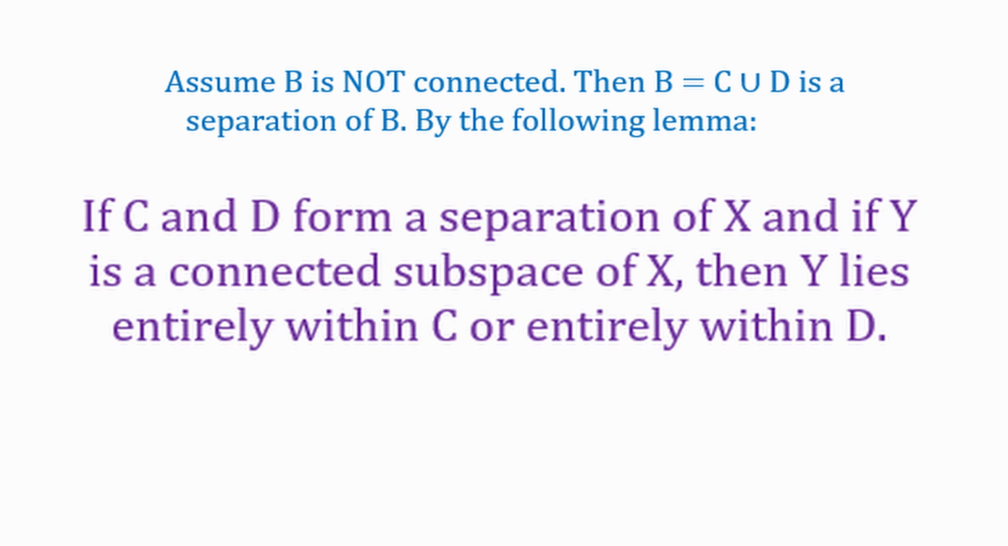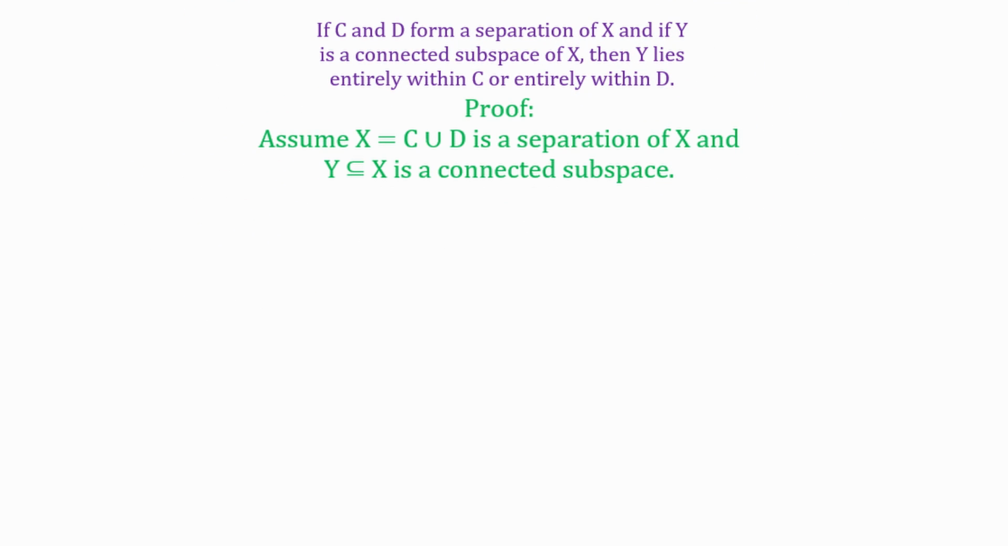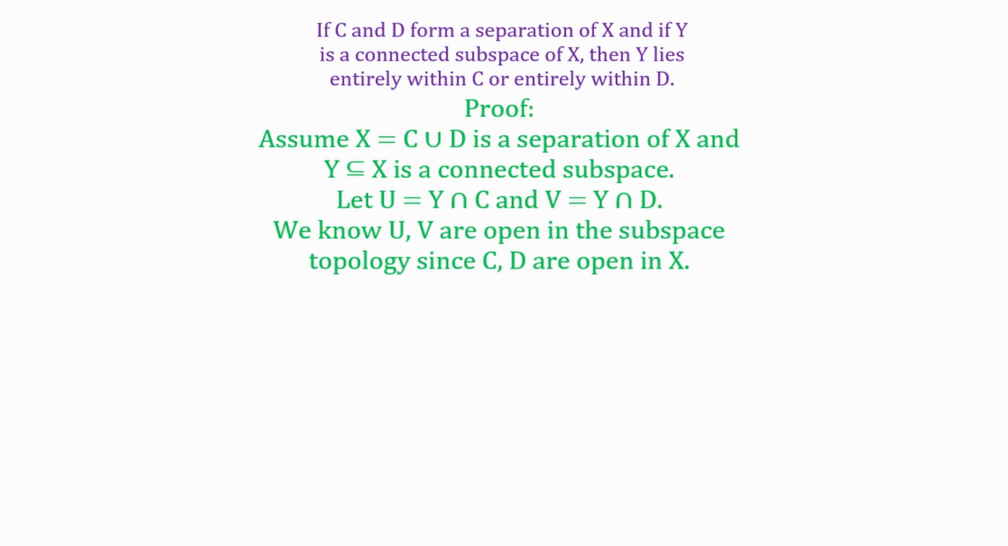So by the following lemma, which we proved in class, if C and D form a separation of X, and if Y is a connected subspace of X, then Y lies entirely within C or entirely within D. And the proof is, when you assume that X equals C union D is a separation of X and Y is a subset of X as a connected subspace, then you let U equal Y intersect C and let V equal Y intersect D. So we know that U and V are open in the subspace topology since C and D are open in X, which means that U union V equals Y intersect C union Y intersect D, which, if you use the laws of intersection and unions, you get Y intersect C union D, which is just Y intersect X, which just equals Y.